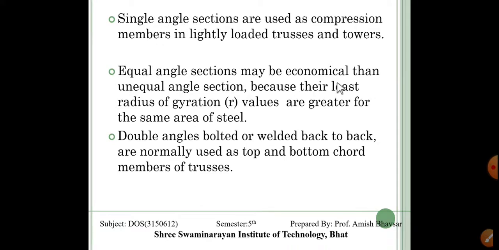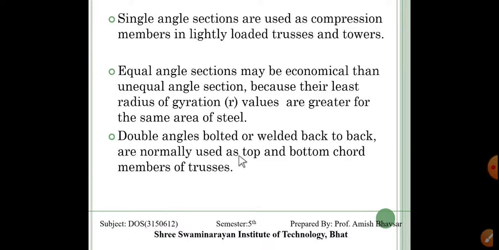Equal angle sections may be more economical than unequal angle sections because their least radius of gyration value is greater for the same area of steel. This will be clearly identified and understood by us during the examples. So just keep in mind the least radius of gyration.